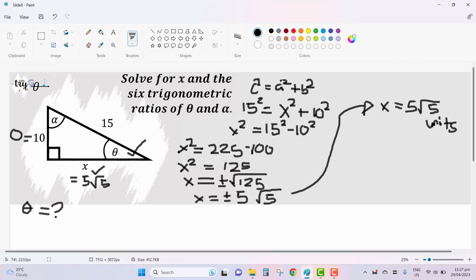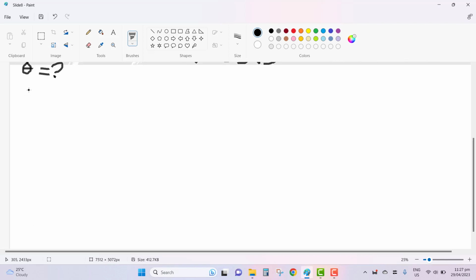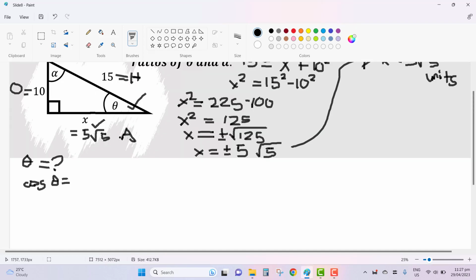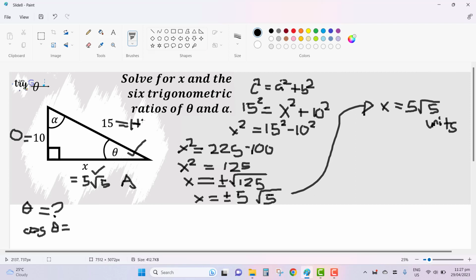This is your adjacent side. And 15 will always be your hypotenuse. So with this, we can now start solving the values of the 6 trigonometric ratios of theta. Let's start with cosine. Cosine theta, or again generally cosine, is the ratio of the adjacent and the hypotenuse side.